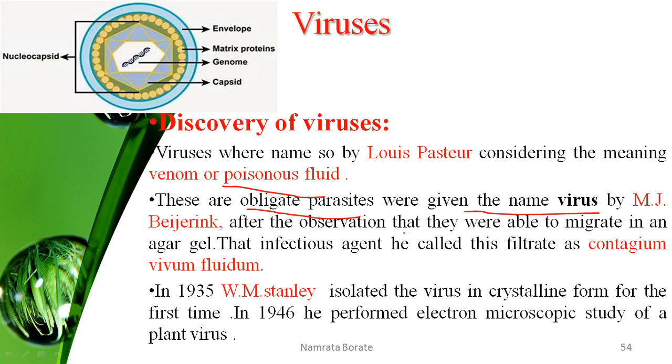After the observation that they were able to migrate in an agar gel, that infectious agent filtrate he called the contagium vivum fluid. Afterward, in 1935, W.M. Stanley isolated the virus in a crystalline form for the first time. In 1946, he performed the electron microscopic study of a plant virus.